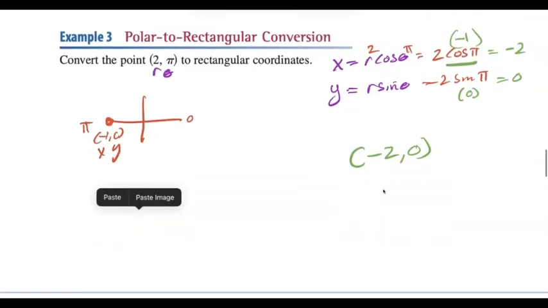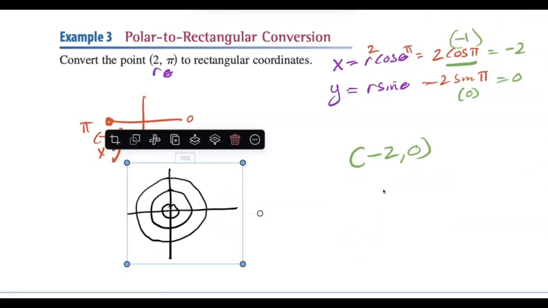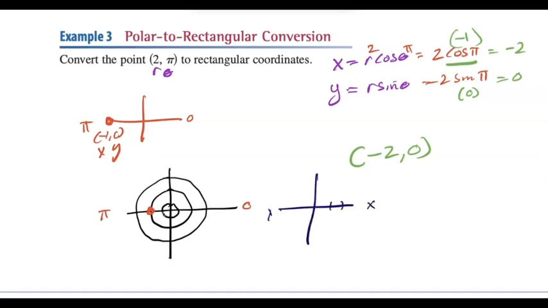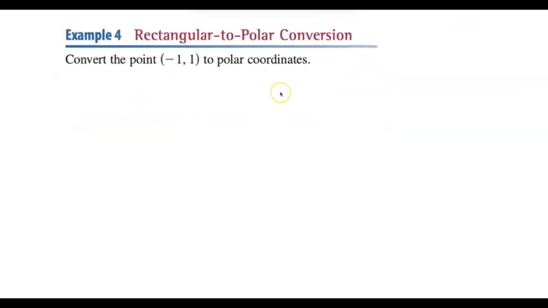And let's check. Here's my polar system. If we graph pi and 2, pi would be over here. Here's 0, here's pi. Then we go 2 out. So right there is pi and 2. If we do a graph on the rectangular system, here's x, here's y, we would go left 2, the exact same spot. It works.